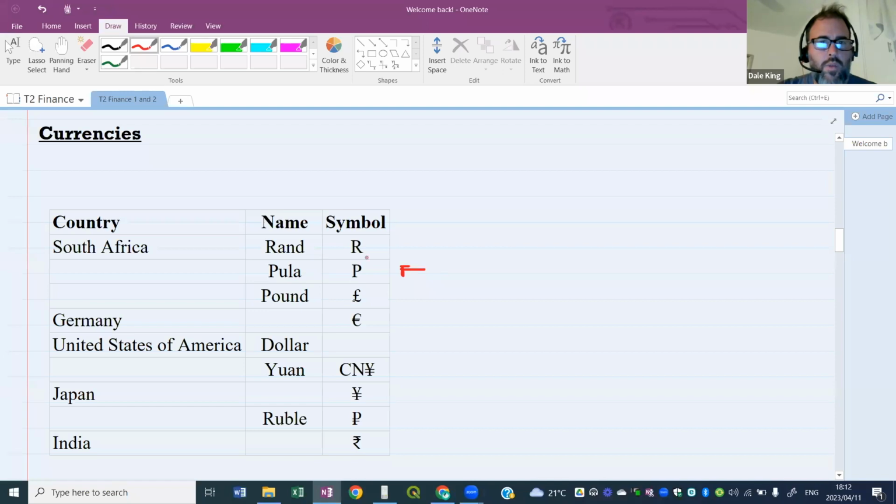The name of the currency is the Pula. The symbol is P. Which country has that currency, please? Let's go through this table and fill all this information in. Which country has the currency of a Pula, which has a symbol of P? Well done, Bianca. Botswana. Lesedi, good guess. Yes, Lesotho has got their own currency, but the Botswana Pula is the one we're looking for. Very good. So Botswana, let me write that in.